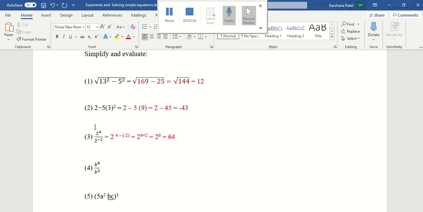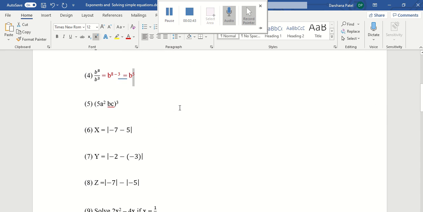For the next one here then, again the same base is being divided, so we subtract the exponents. So in our case, b to the power of 8 minus 3, which will then end up giving us b to the power of 5. And then we cannot simplify this more, so it will be just b to the power of 5.